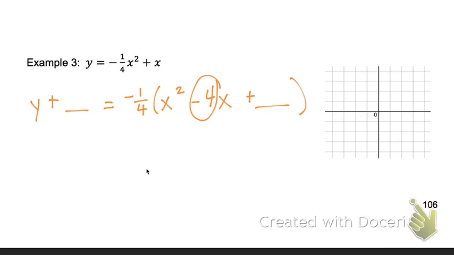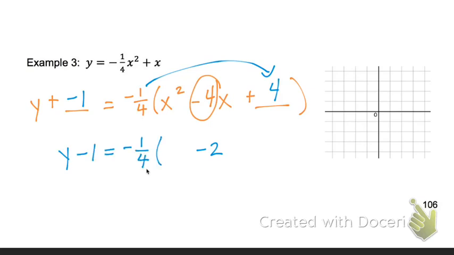Okay, so then I've got my middle term, which is negative 4. What's half of that? Negative 2. And then square it, 4. And what goes in this blank? What's negative 1/4 times 4? Negative 1, because it's negative times positive. So then on the left, I've got y minus 1 equals negative 1/4 (x minus 2) squared.